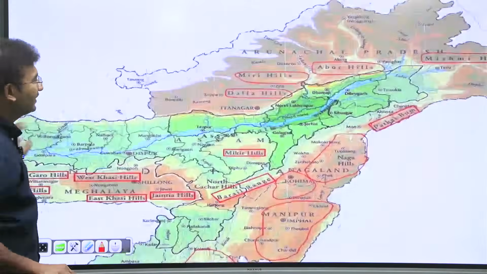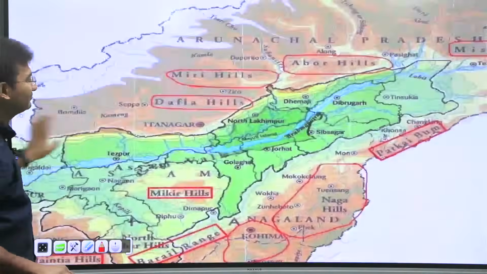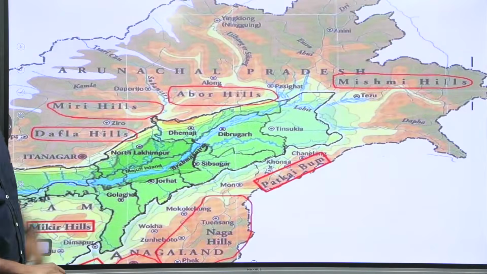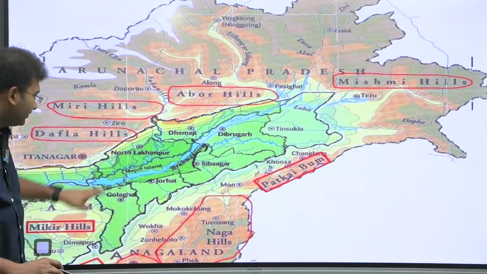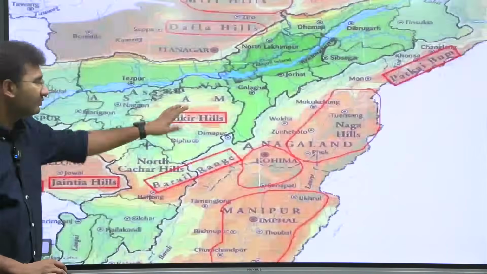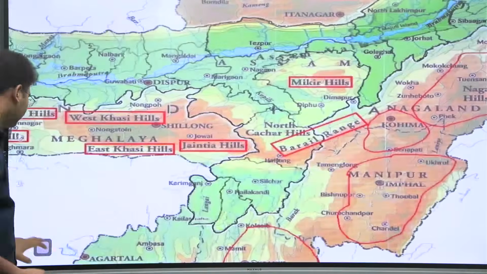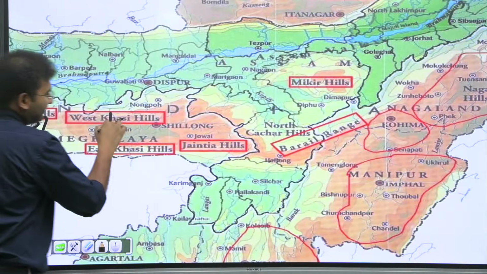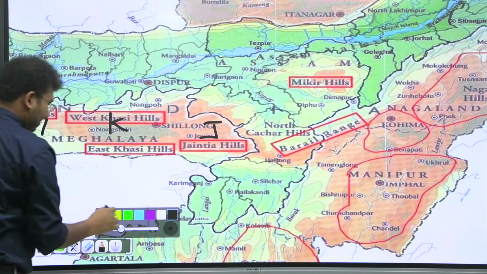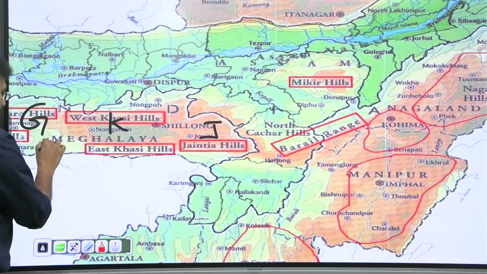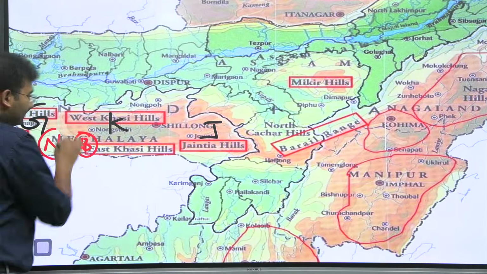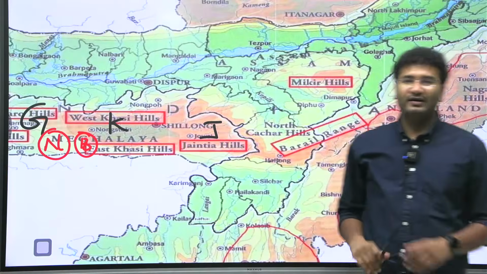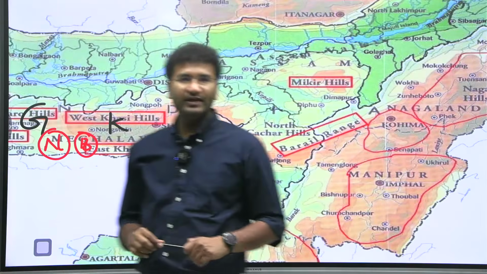See, in your atlas, you'll have this. Mishmi, Abor, Miri, Dafla. Then you have Mikir. So come to Meghalaya. The mountain ranges are Garo, Khasi, Jaintia. The national parks are Nokrek and Balpakram. The national parks of Arunachal Pradesh are Mouling and Namdapha.